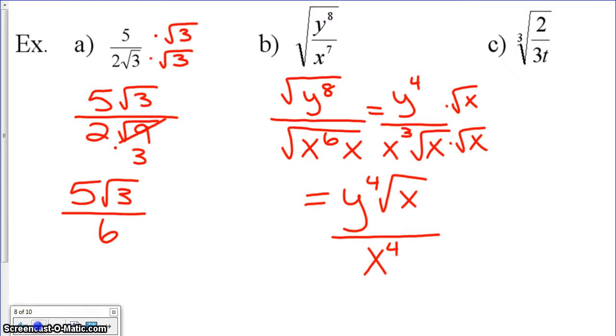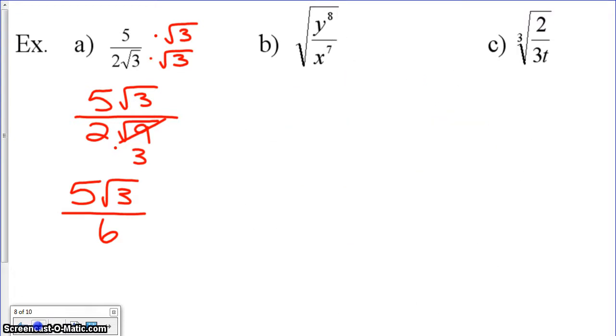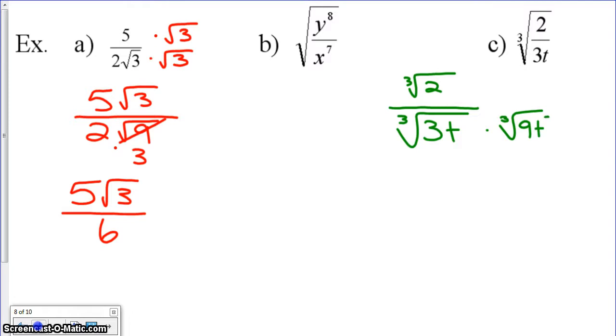Now the next one is similar. When I simplify the next one, I now have a cubed root. So I have the cubed root of 2 over the cubed root of 3t. Well, if I think about this, if I multiply by 3t, I'm only going to get 9t squared. So I want to turn 3t into a perfect cube. In order to do that, I need to multiply by the cubed root of 9t squared.